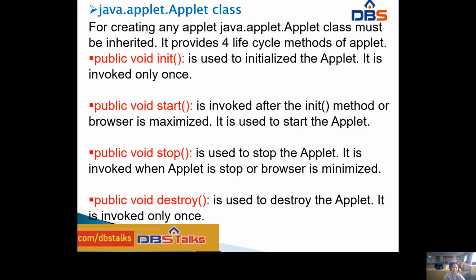So how many types of methods are we provided with? Four types. What are those? The public void init method, the public void start method, the public void stop method, and the public void destroy method.